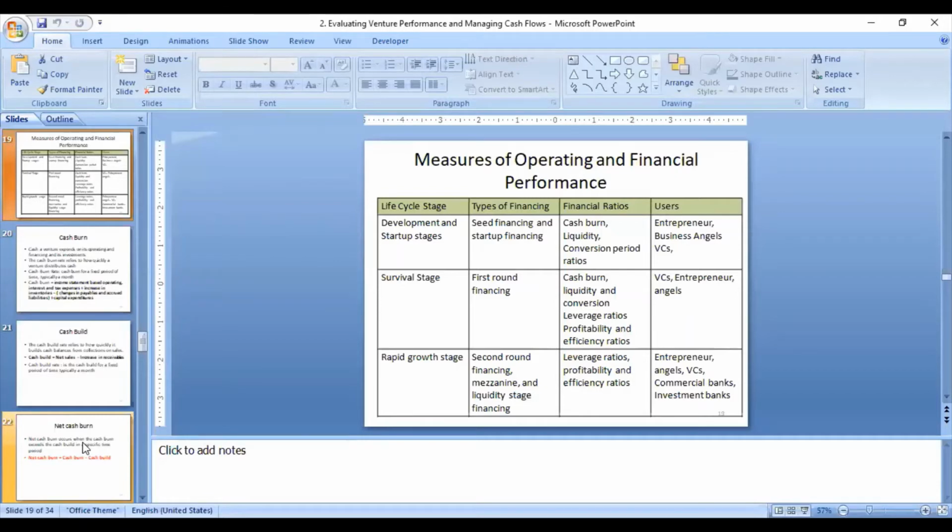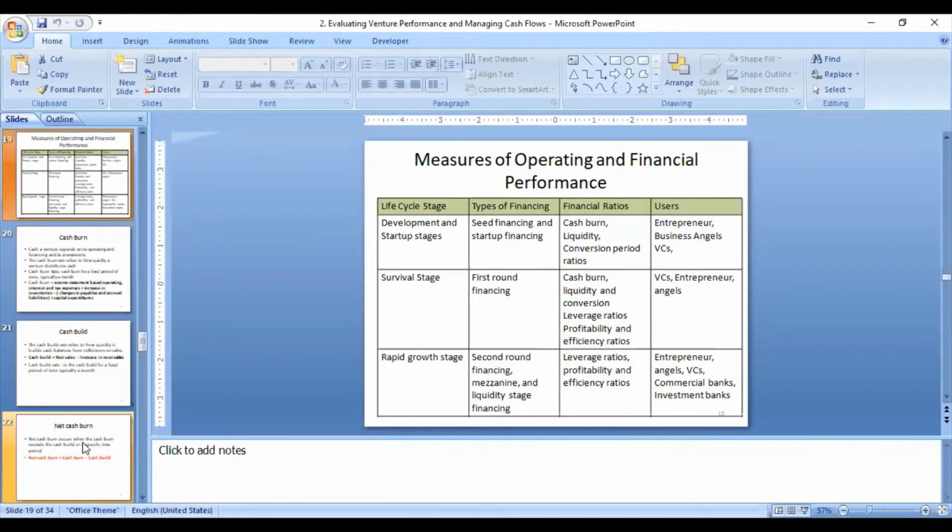At the survival stage, we use first round financing. So then we can calculate, in addition to this cash burn and conversion ratios, the liquidity ratios, leverage ratios, profitability and efficiency ratios, because now we are using external financing or debt financing. So therefore, we have to assess leverage to see the financial distress or the financial viability of the venture.